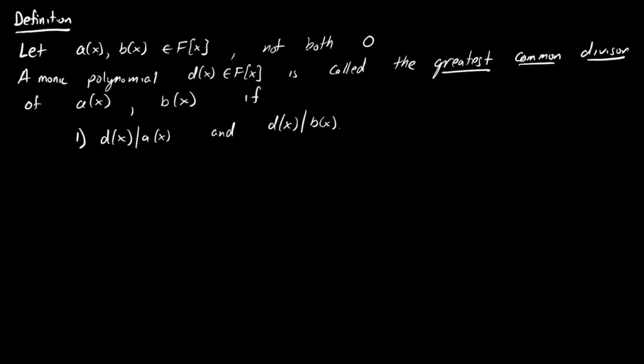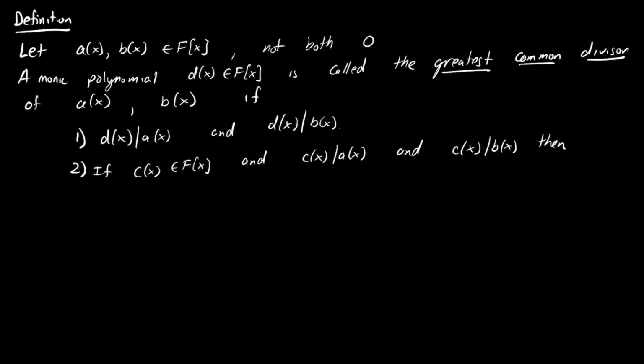Okay, so that's why the word monic is used. It ensures uniqueness, which we still have to prove. We don't know uniqueness yet; we have to prove this in a second. And 2, if c(x) is any other common divisor of a and b, we want to somehow say that c is less than d. The only way we can really do that is to say that the degree of c is less than or equal to the degree of d. Okay, so this is our definition of greatest common divisor.